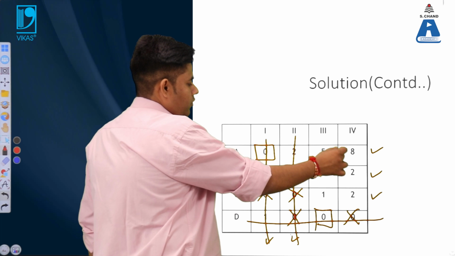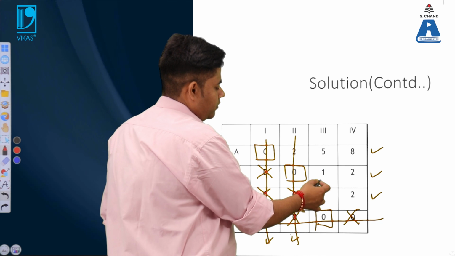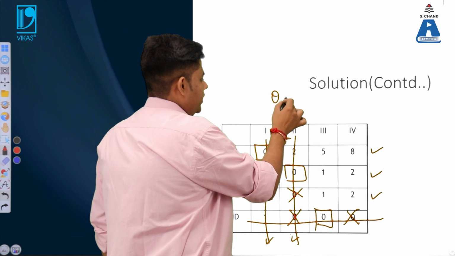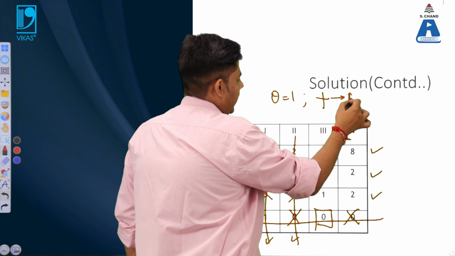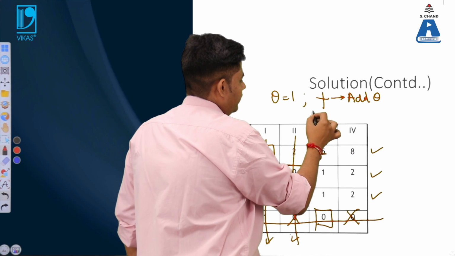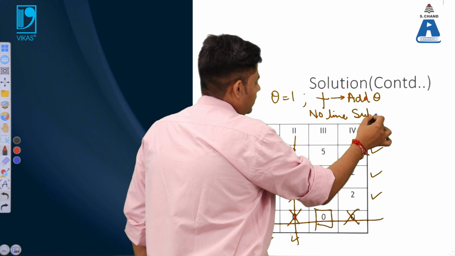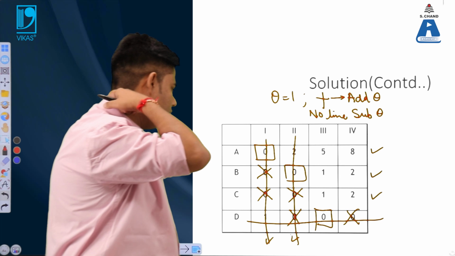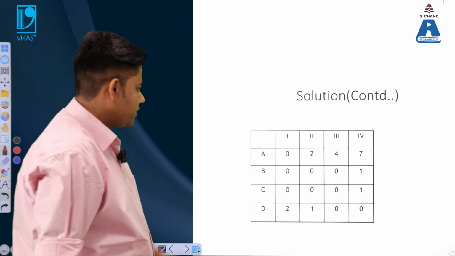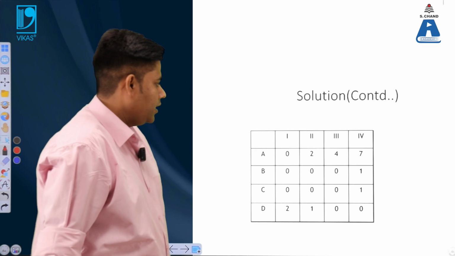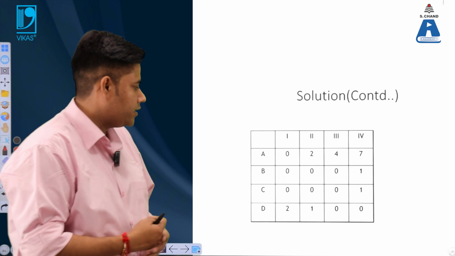Now you have to look for the minimum number from the uncovered elements. So the minimum number here is 1, so theta is 1. And what you need to do with theta: where there are 2 lines matching, you need to add theta, and where there is no line, you need to subtract that theta, so that a new matrix is formed. While doing that, a new matrix is formed like this. When the 2 lines are matching, you need to add theta. Where there is no line, you need to subtract that theta.